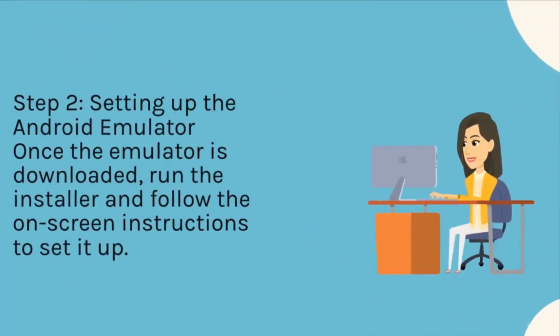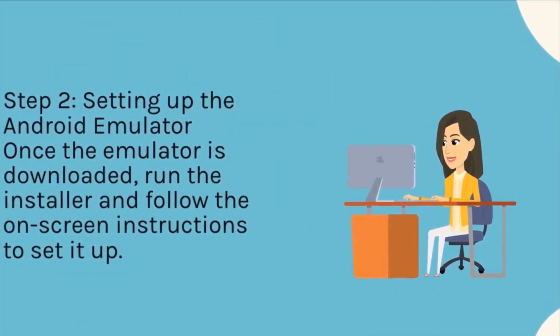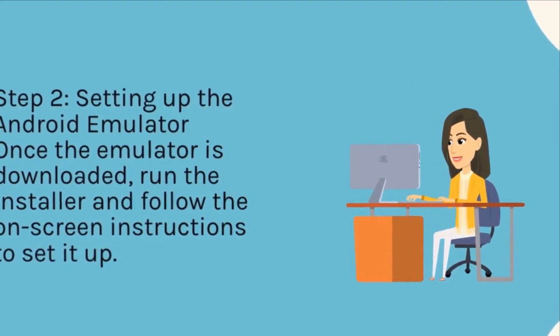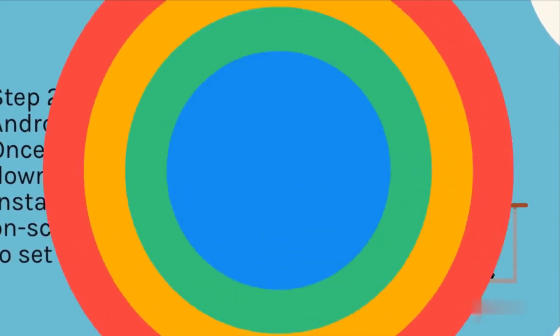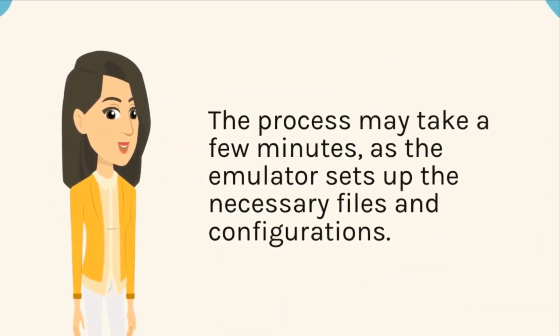Step 2. Setting up the Android emulator. Once the emulator is downloaded, run the installer and follow the on-screen instructions to set it up. The process may take a few minutes, as the emulator sets up the necessary files and configurations.